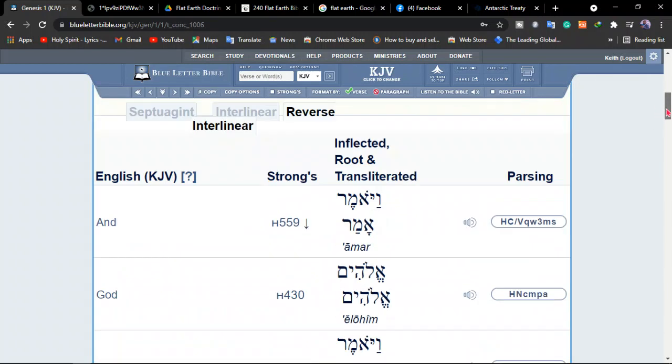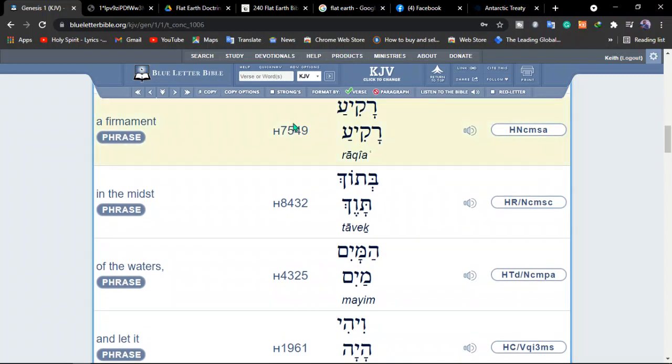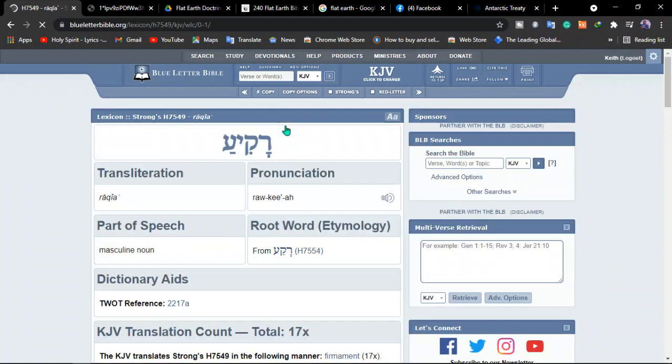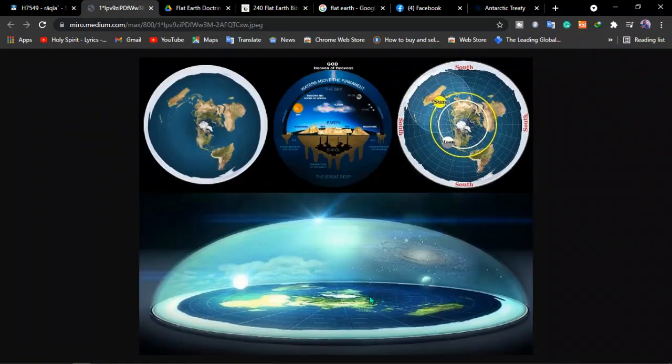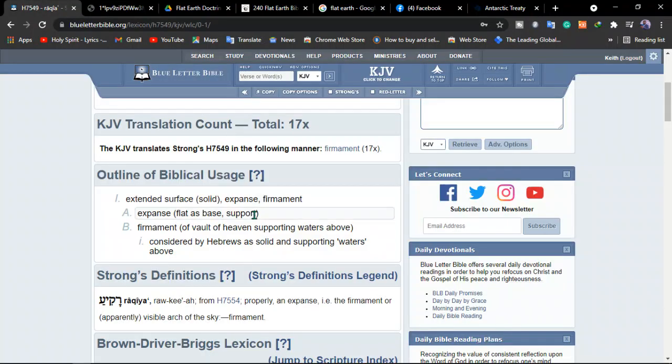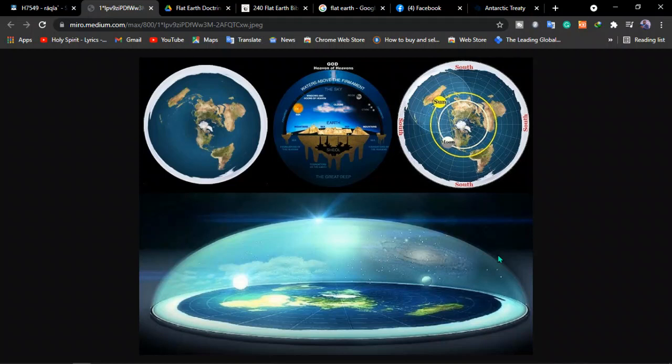All right? Let me show you what a firmament is. It is a space between. Extended surface, solid, expanse, firmament, flat as base. From down here, there is a flat base, and then there is a space, and then there is a firmament. So this is basically what God created. This space inside is what we call the firmament. Let's keep on checking. Firmament or vault of heaven supporting waters above. Just like I told you, up here there is water.